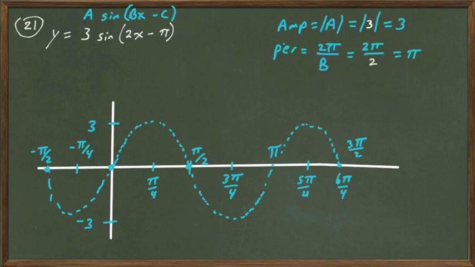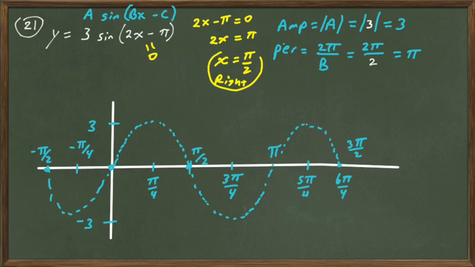What value makes the part inside here equal 0? 2x minus pi equals 0. Add the pi, divide by 2. Because it's positive, that means it shifts that far to the right. So I need to move everything pi over 2 to the right.